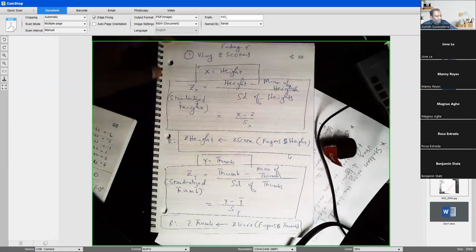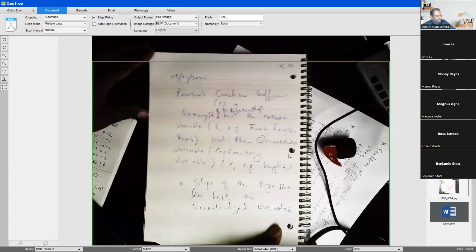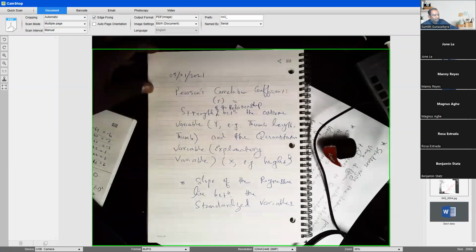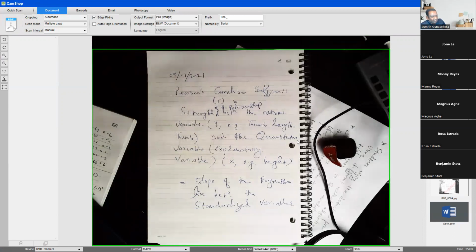Look, we can get the finding r right away. The Pearson correlation coefficient is the strength of the relationship between the outcome variable y, the thumb length in our case, and the quantitative explanatory variable, x, height. Another way to look at it, this is nothing but the slope of the regression line between the standardized variables.